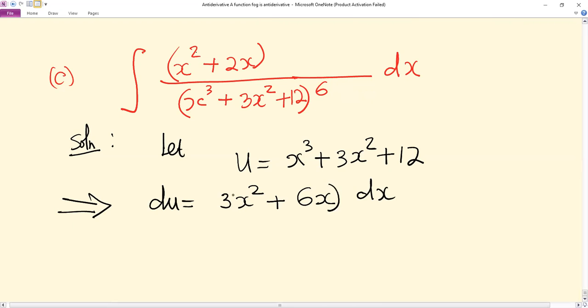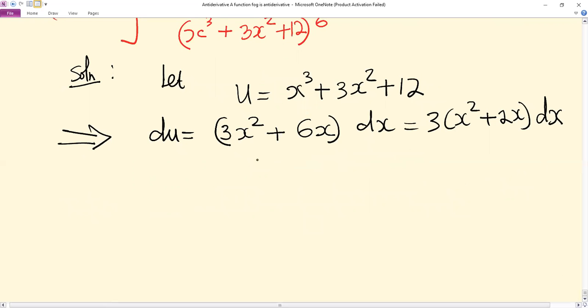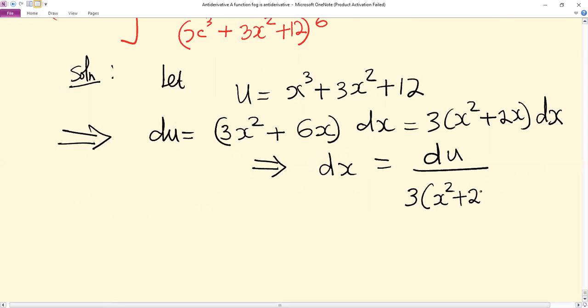Derivative of a constant is 0. And you see 3x squared plus 6x is the same thing as saying 3 into x squared plus 2x dx. At least we should be smiling because we can see this factor is the same factor in the numerator. So this tells us that for the x squared plus 2x dx alone, we divide through by 3, so we'll have du divided by 3 as the solution.